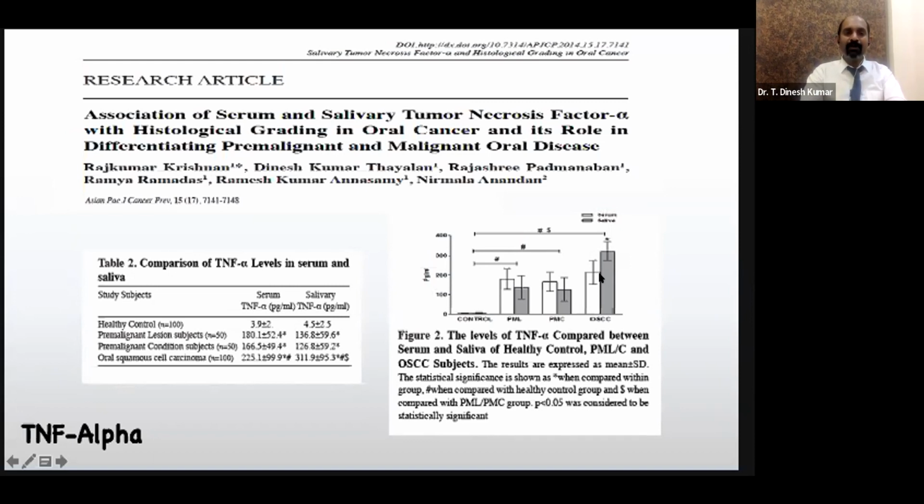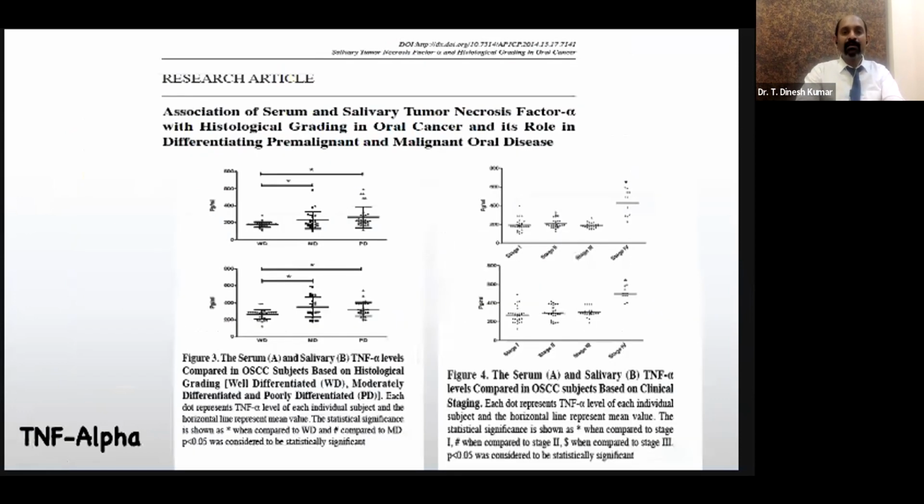Apart from this, we also tried to correlate the levels in serum and saliva. What you can see is that as the serum levels increase, the salivary levels are also increased. This means TNF alpha can be used as a potential biomarker for indicating that the prognosis is going to be bad. What you see here is the comparison of TNF alpha in different clinical stages and histological stages as well.